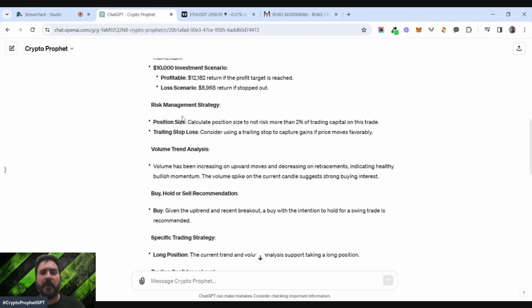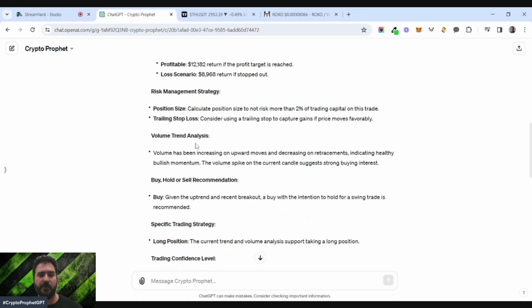And then it goes into a risk management strategy. The position size: calculate position size to not risk more than 2% of trading capital on this trade. So it's even telling you what position size you should have. Trailing stop loss: consider using a trailing stop loss to capture gains if price moves favorably. That's basically raising your stop loss every time the price is going up a bit, which is smart advice.